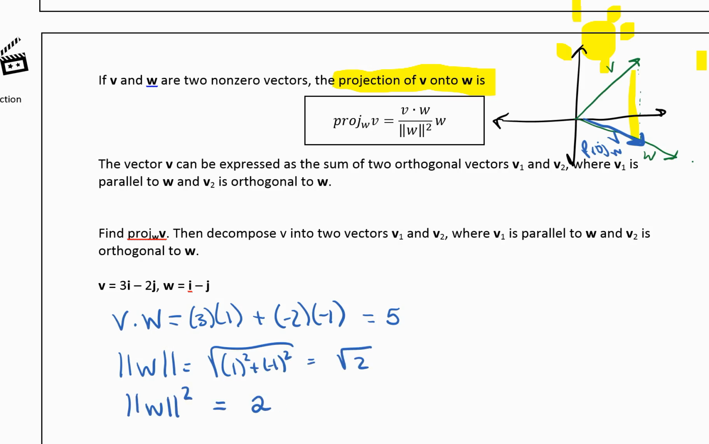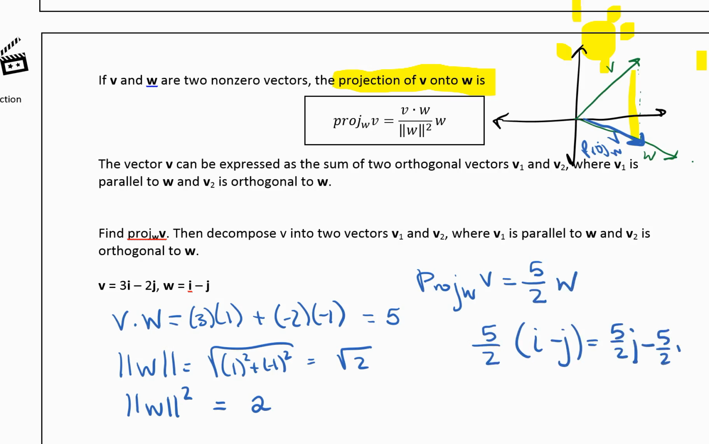So the projection of V onto W here is going to be 5 over 2 times W. So 5 over 2 times I minus J. So that'll be 5 halves I minus 5 halves J.